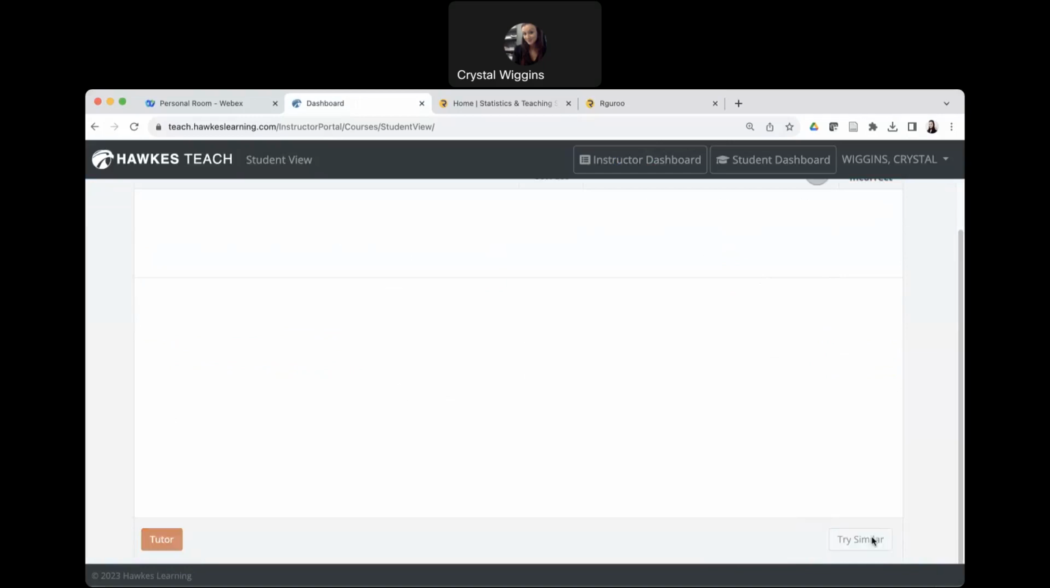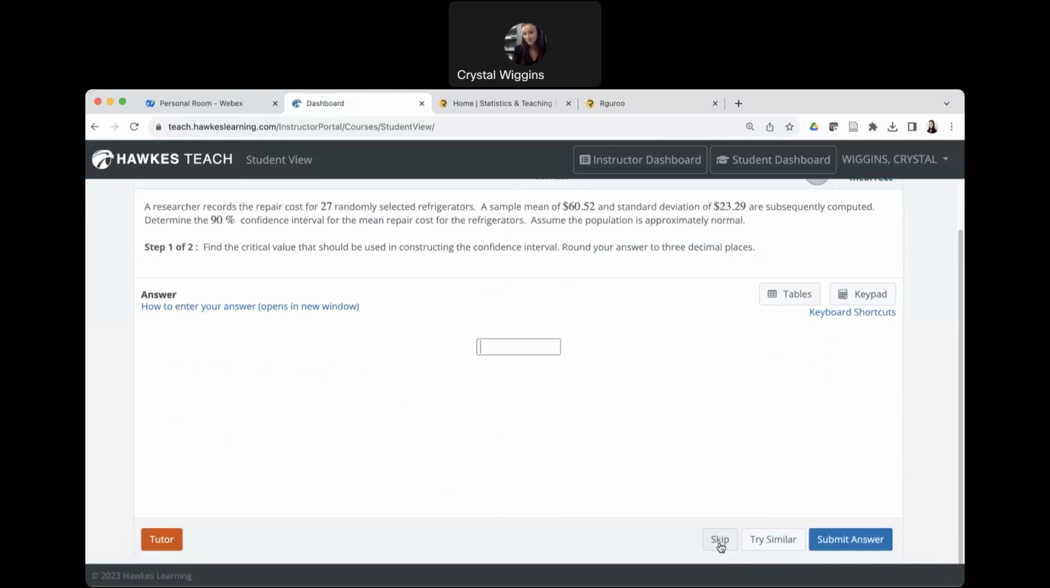Okay. Moving on to another type of problem, let's see. This one's asking us to find a critical value, so let's practice finding critical values. A researcher records the repair costs for just 27 randomly selected refrigerators. So right now I have a sample size of 27. That does not meet the threshold of 30.